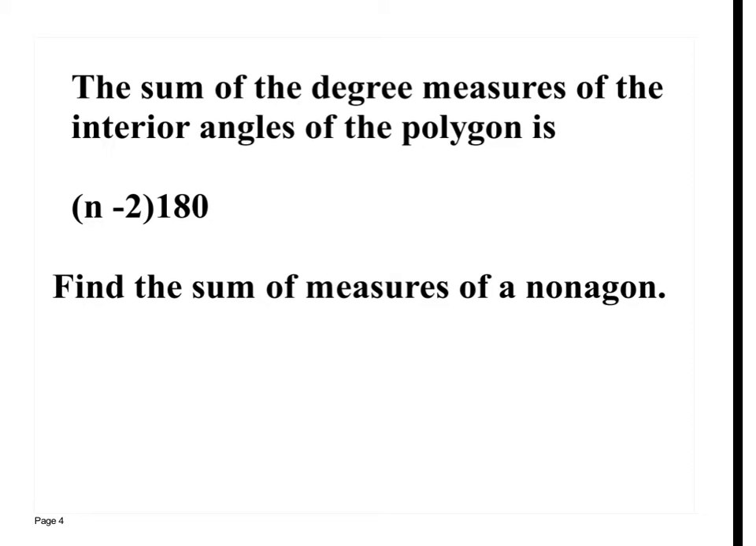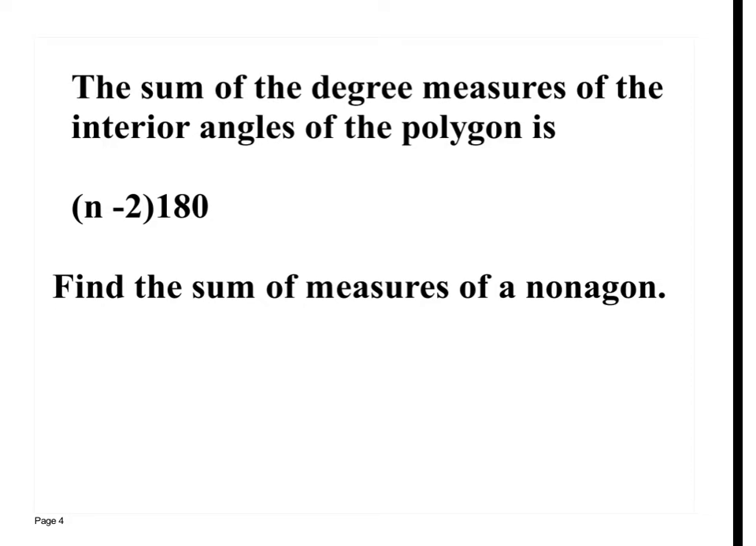What's the sum of angle measures for a triangle? 180, thank you. It's 180. So let's plug that into this formula and see if it was 180. If it works, then you can use it for other stuff. What's 3 minus 2? What's 1 times 180? 180. So does this work for triangles? Yes. Okay, let's check to see if it works for quadrilaterals.